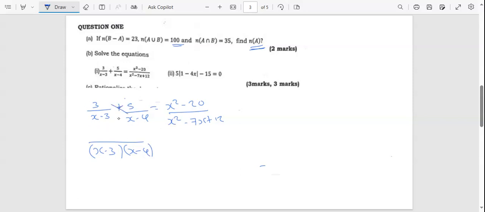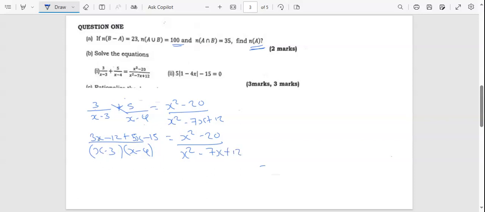Then you now cross multiply. So this one will be 3 times x, that would be 3x, right? 3 times negative 4, that would be negative 12. Then again here we'll say plus, this 5 times x, that's 5x, right? Then 5 times negative 3, that is negative 15. Then is equal to x squared minus 20 over x squared minus 7x plus 12, like that down there.